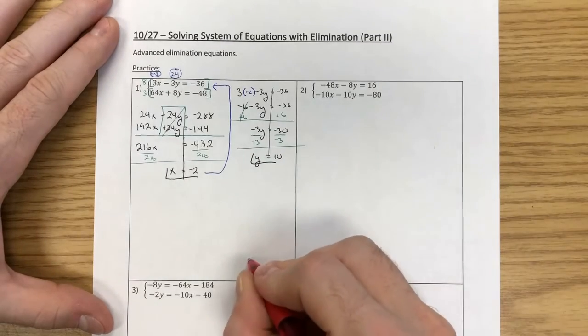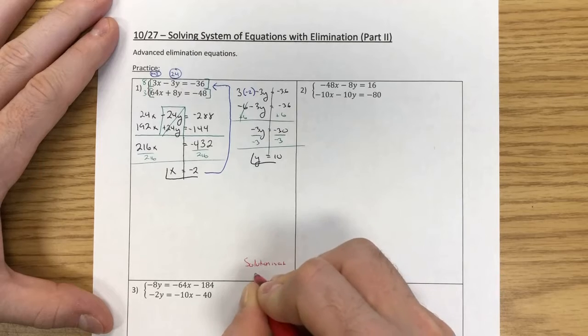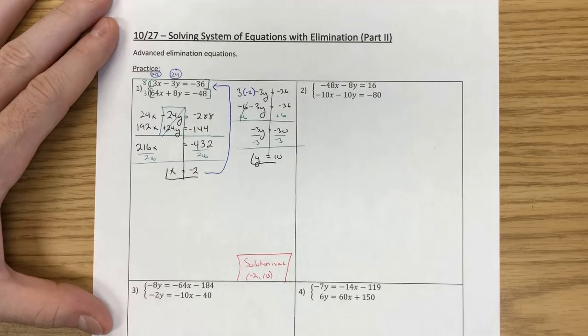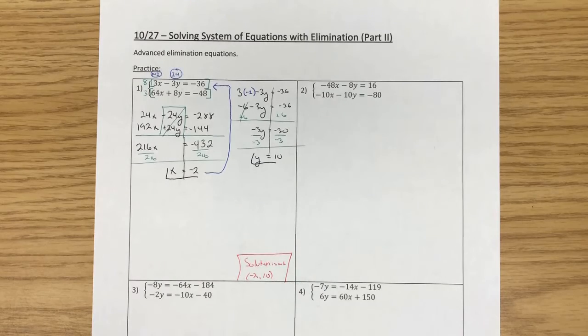Which is going to give us y is equal to a positive 10. So we know that we have a solution, negative 2, comma, 10. Perfect. And so these two lines cross at the point negative 2, comma, 10.